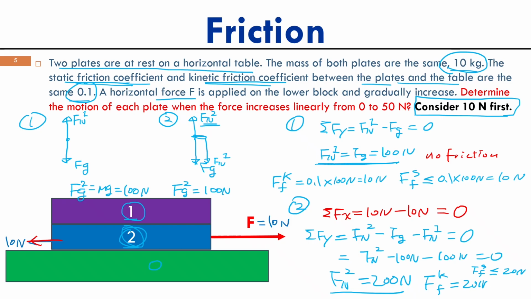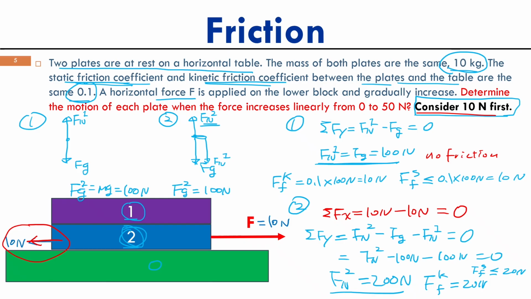So under 10 Newton, both of them are at rest. And the friction force from the platform to plate 2 is static friction force, because there is no real motion. There is only a potential motion. So this is the motion if the applied force is 10 Newton.